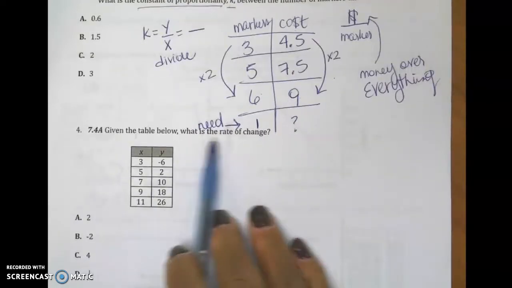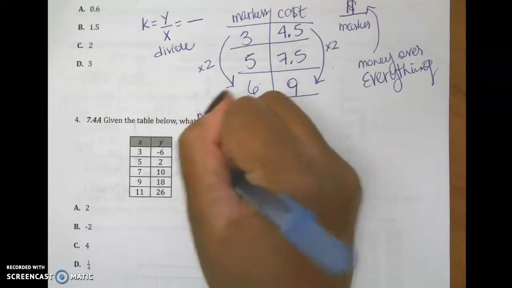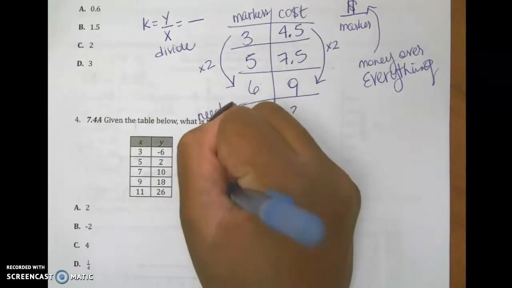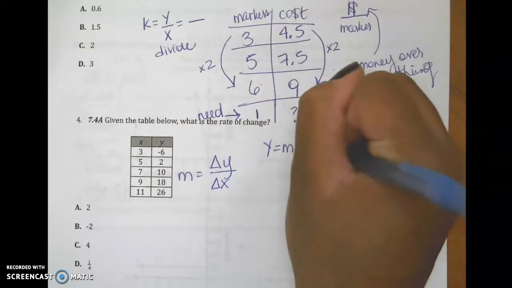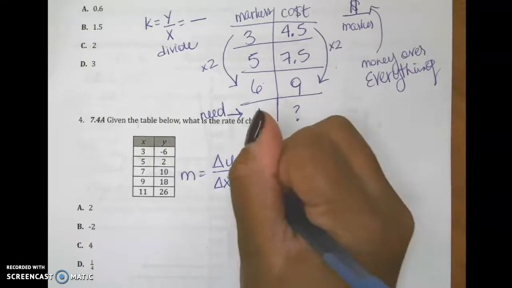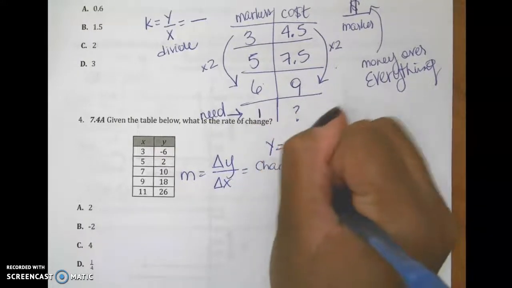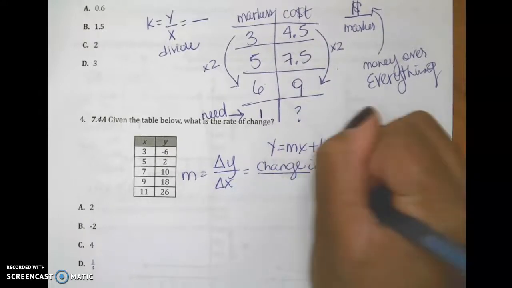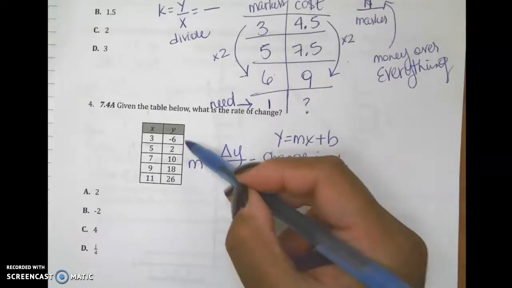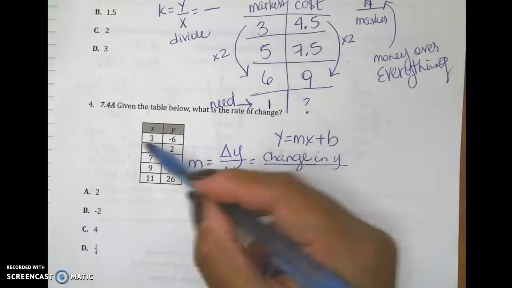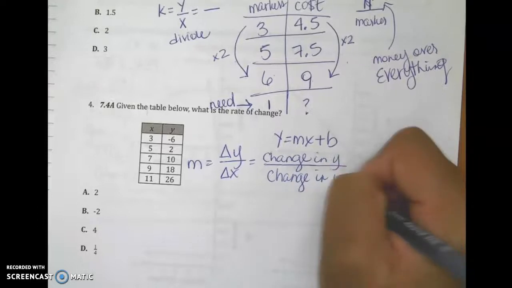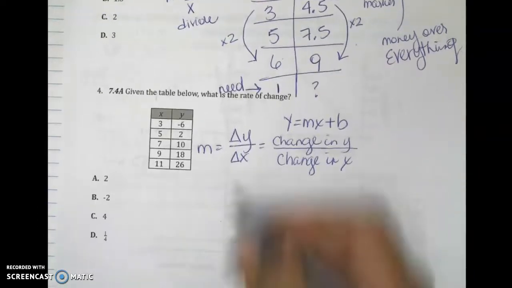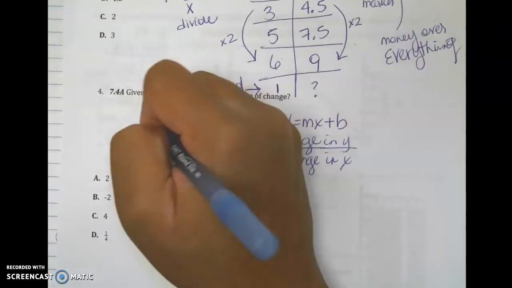Given the table below, what is the rate of change? You were given notes on how to find a rate of change, which is delta y over delta x. m is the letter because it's in the formula y equals mx plus b. Delta y is the change in y. So this is where we're going to see something different. Instead of multiplying and dividing like I did up here, they've given me the whole table. I need to figure out, well, what are they doing from y to y and from x to x over change in x. So from -6 to 2 and 3 to 5.